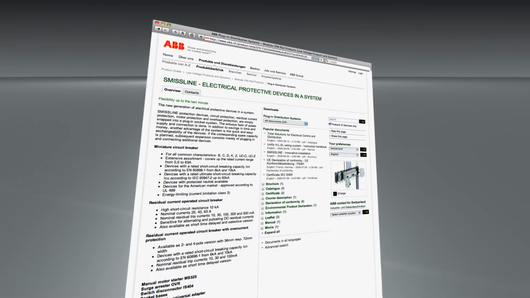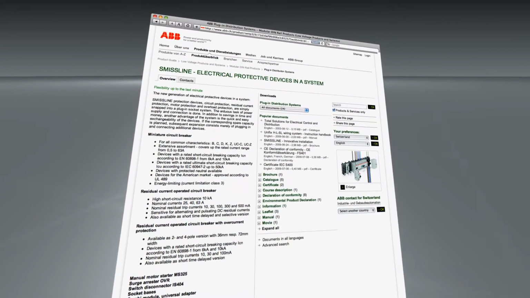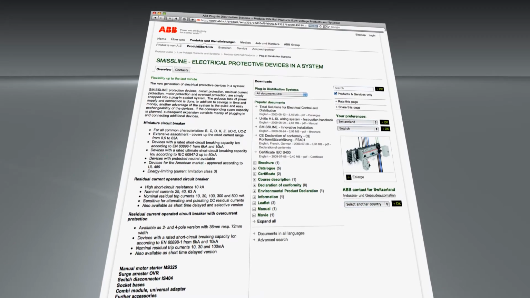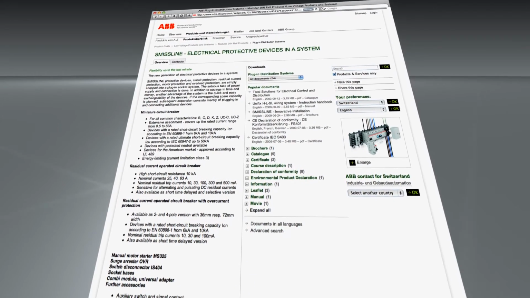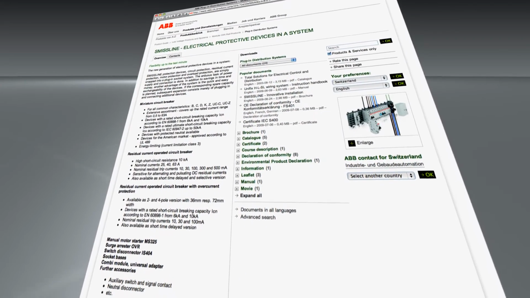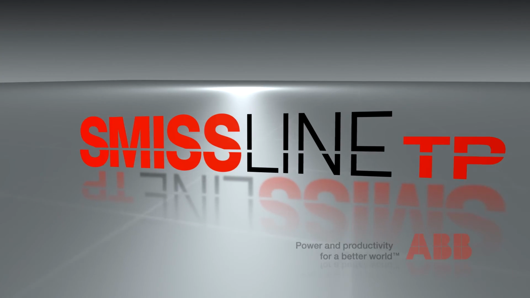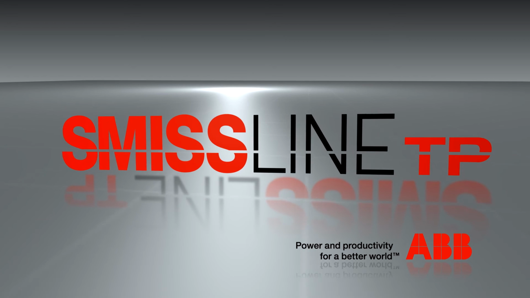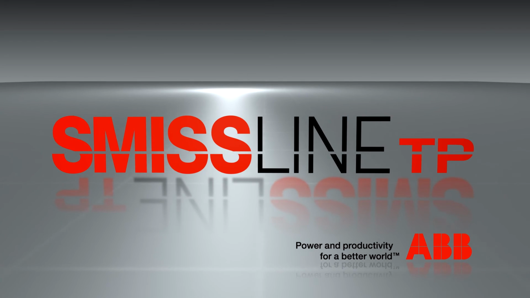The system has all the important international test certificates and is available via the worldwide ABB sales network. SMISSLINE TP-Touch from ABB for flexible modular distribution systems.